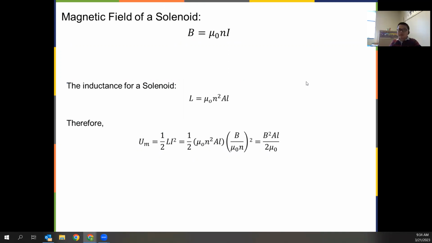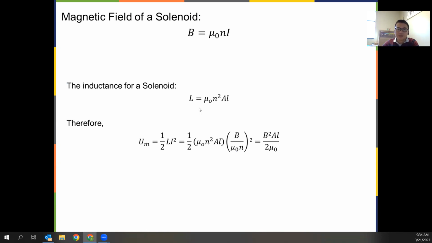So now let's take a look at a solenoid, because that's typically what you use as the inductor, the coil in the circuit. For the solenoid, the B field, the magnetic field in it, is equal to mu naught n i. And we learned before that the inductance is equal to mu naught n squared A L, where n is the number of turns per unit length again.